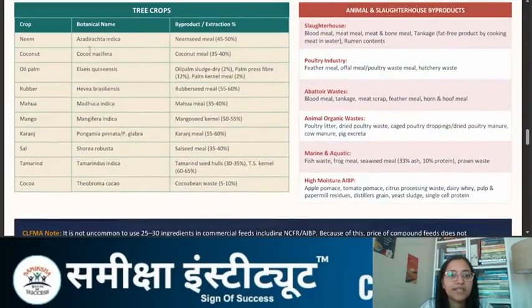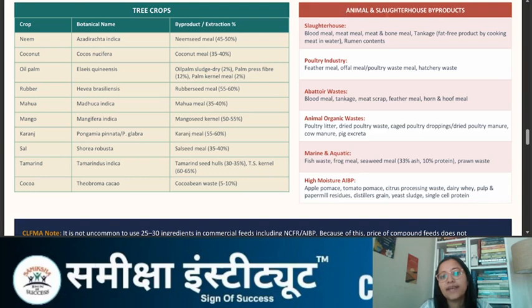Then next, from the tree leaves also, neem. So these are the botanical names. All these should be in italics. So neem seed meal, at the rate of 45 to 50% these are extracted. Then coconut meal, oil palm sludge, then rubber seed meal, mahua meal, okay. Then mango seed kernels, karanj meal, all these can be extracted.